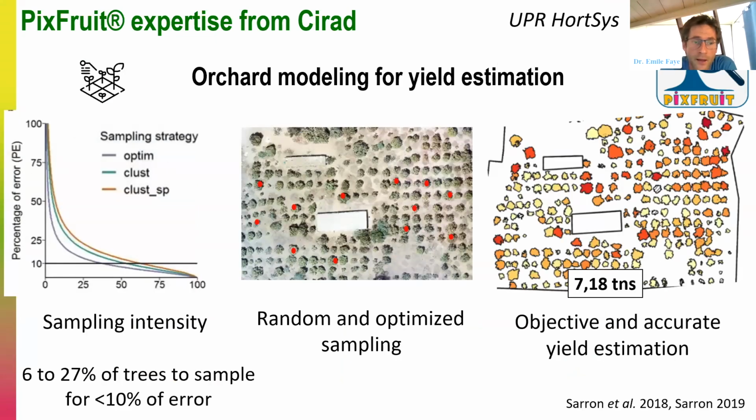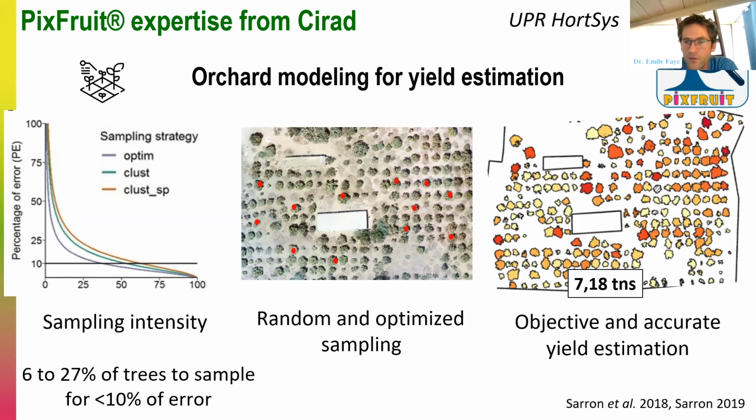Then at the orchard level, we use orchard modelings to provide yield estimation with sampling strategies that are going to drive the users to choose a proper number of trees to take into picture to get an accurate estimate, with a percentage of error that you choose at the beginning. You say, for example, I need a 10% error in my estimate. And depending on the structuring features of the orchard, you get a number of trees to sample. To get an error of less than 10%, you need to take into picture between 6 and 25% of the trees in your orchard, which is quite acceptable for them.